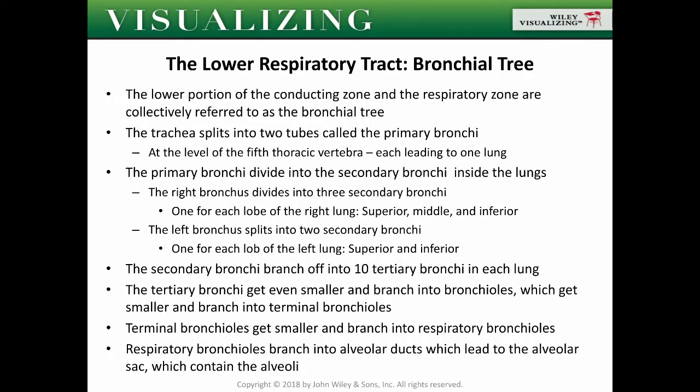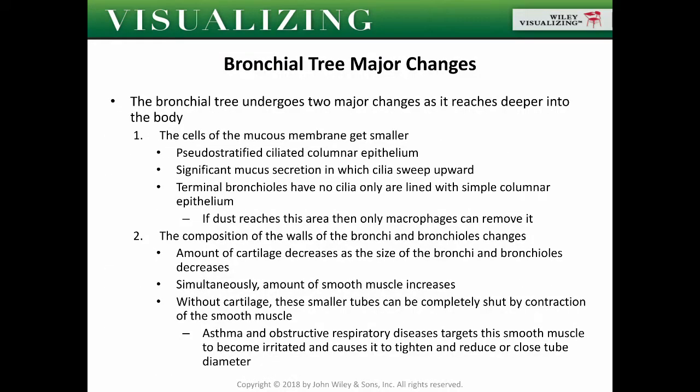Now, the secondary bronchi branch off into 10 tertiary bronchi in each lung. Again, like a tree, it forms many branches. Why does it have to form many branches? It maximizes the surface area, because the exchange of gases happens on the surface. So you must have a maximum surface area. The terminal bronchioles get smaller and branch into respiratory bronchioles. The respiratory bronchioles branch into alveolar ducts, which lead to the alveolar sac, which has the alveoli.